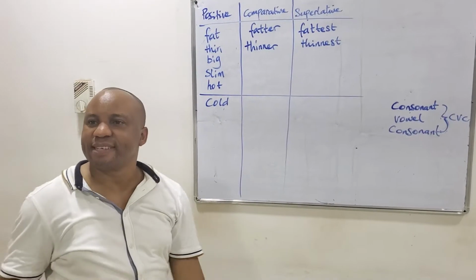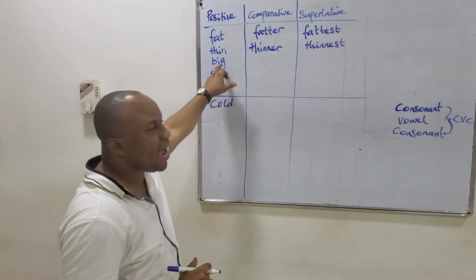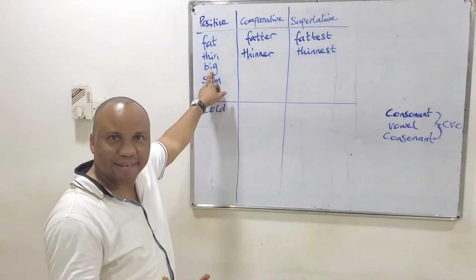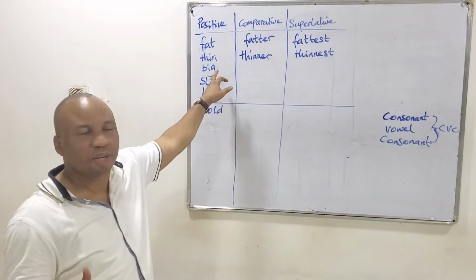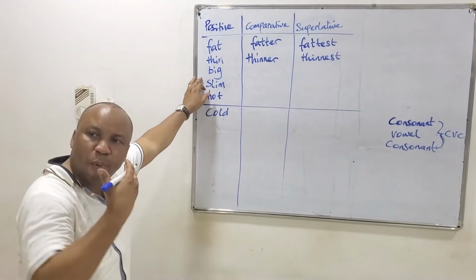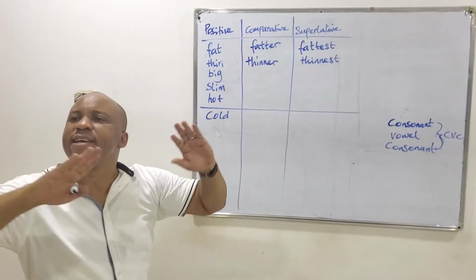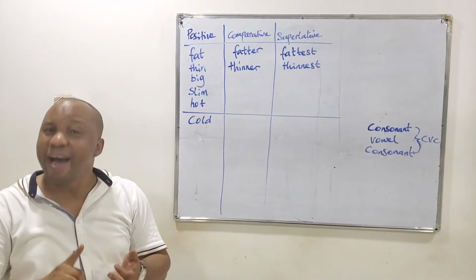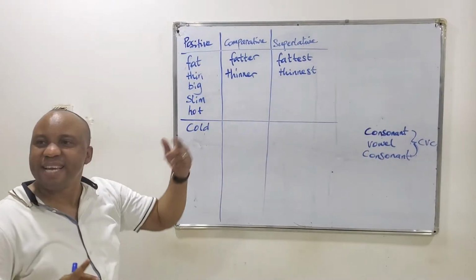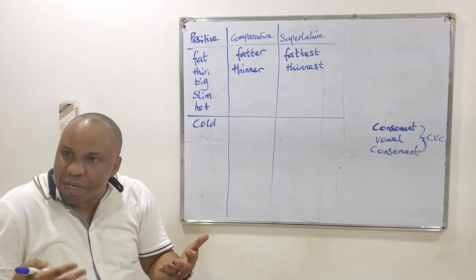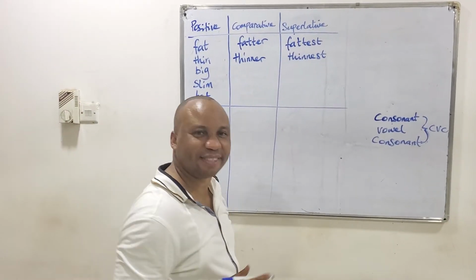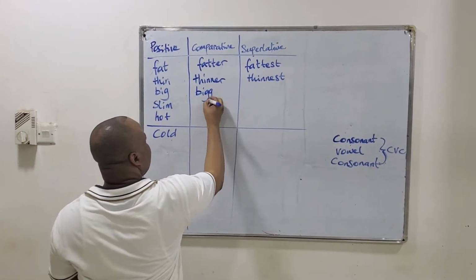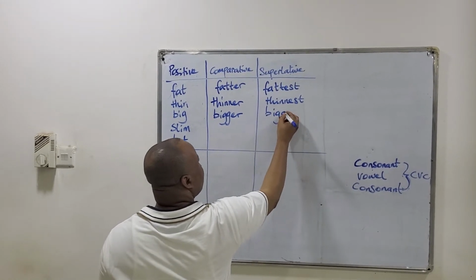We go over to the next word, big. Let's look at the last three letters, ladies and gentlemen. B-I-G. Big. B is a consonant. I is a vowel. G is a consonant. So, do these three letters correspond to CVC? The answer is yes. So what do we do in this case? We double G, which is the last letter, before adding ER. So big, bigger. Superlative, biggest.